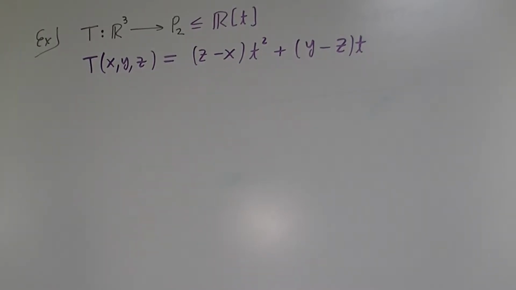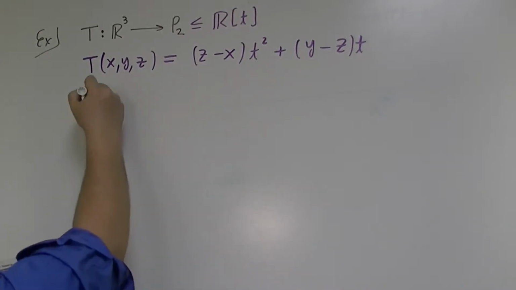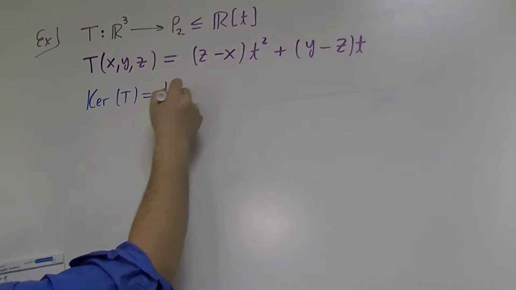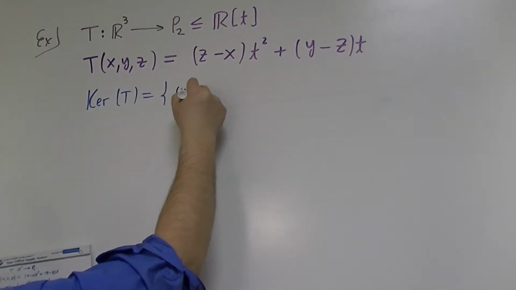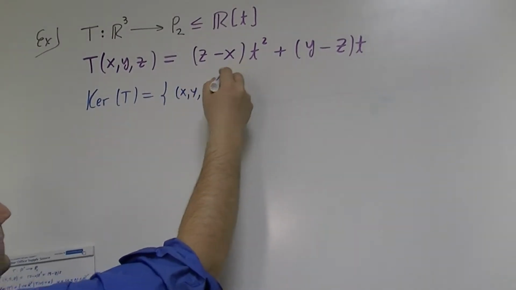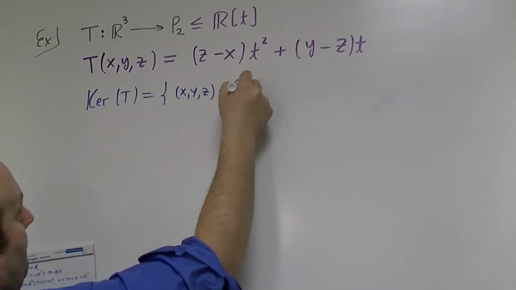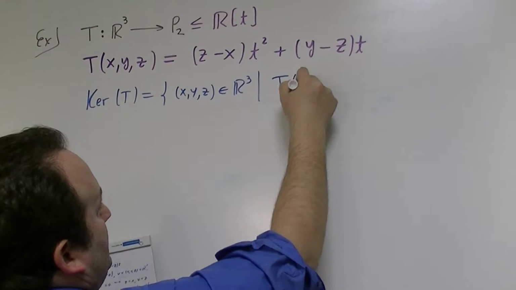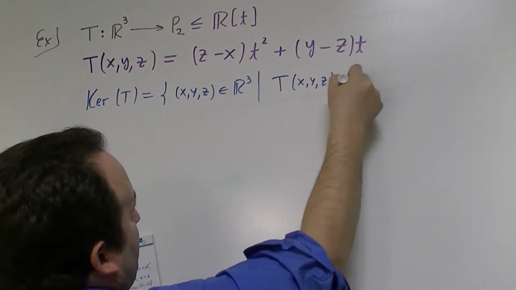So I guess the first order of business is, what's the kernel? Kernel of T is what? It's the set of x, y, z in R3 such that T of x, y, z equals 0.